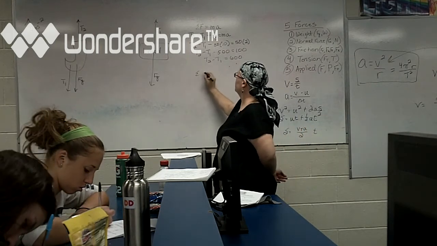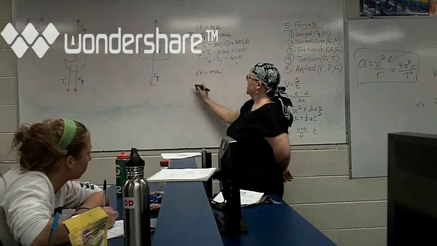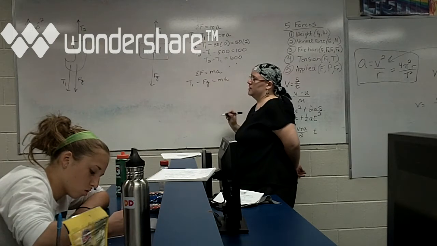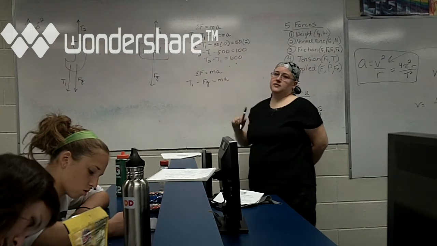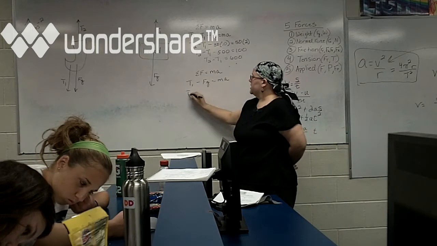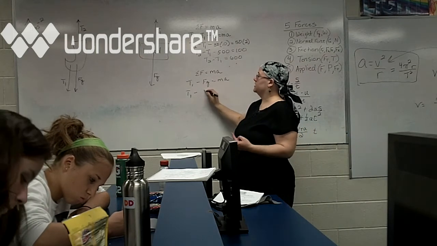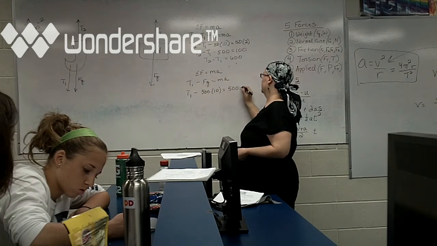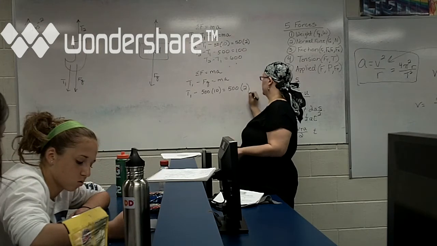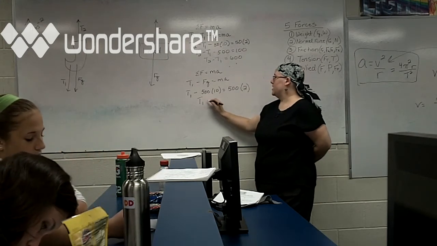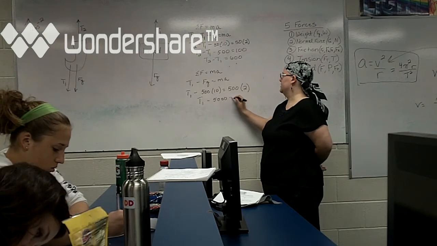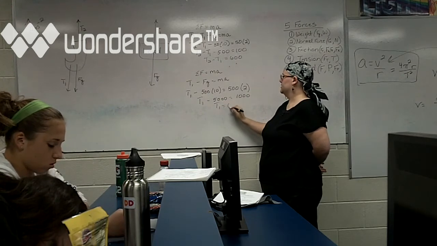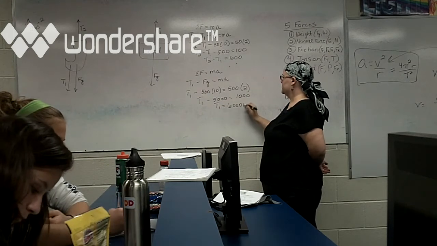So in that one, I sum my forces. It's equal to mass times acceleration. I have T1 minus Fg equals mass times acceleration. Now notice my accelerations are positive because I'm moving in a positive direction. So T1 minus the mass of this one, 500 times 10, equals 500 times the acceleration, which is 2, as given to us in the problem. So T1 minus 5,000 equals 1,000. So T1 is 6,000 newtons.